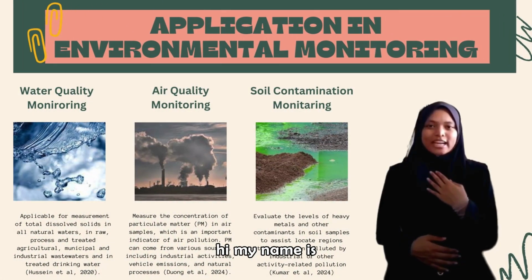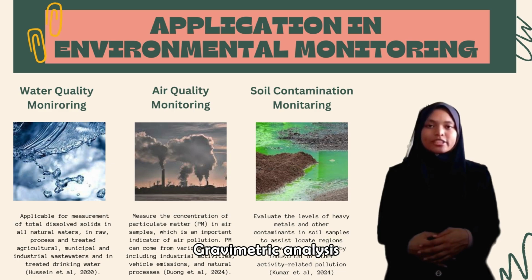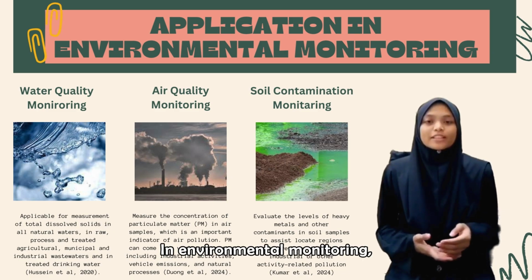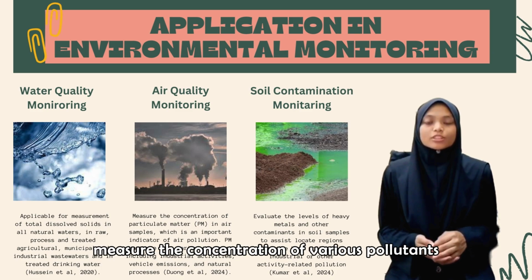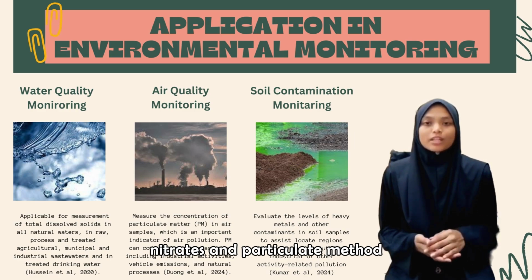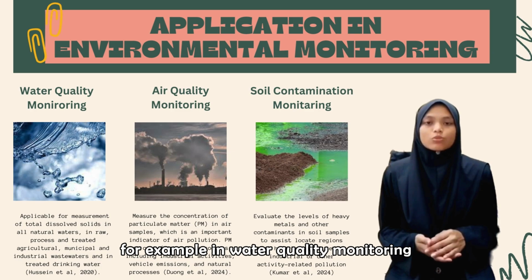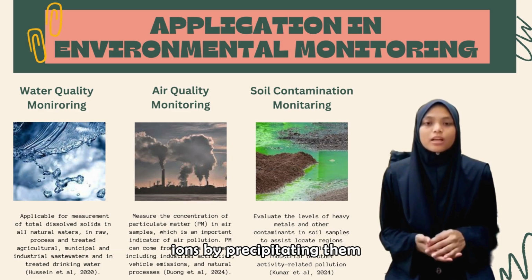Hi, my name is HANANIA and my presentation focuses on the application of gravimetric analysis in environmental monitoring. In environmental monitoring, gravimetric analysis is often used to measure the concentration of various pollutants such as heavy metals, sulfates, nitrates, and particulate matter. For example, in water quality monitoring, gravimetric analysis can be used to measure the concentration of sulfate ions by precipitating them as barium sulfate.